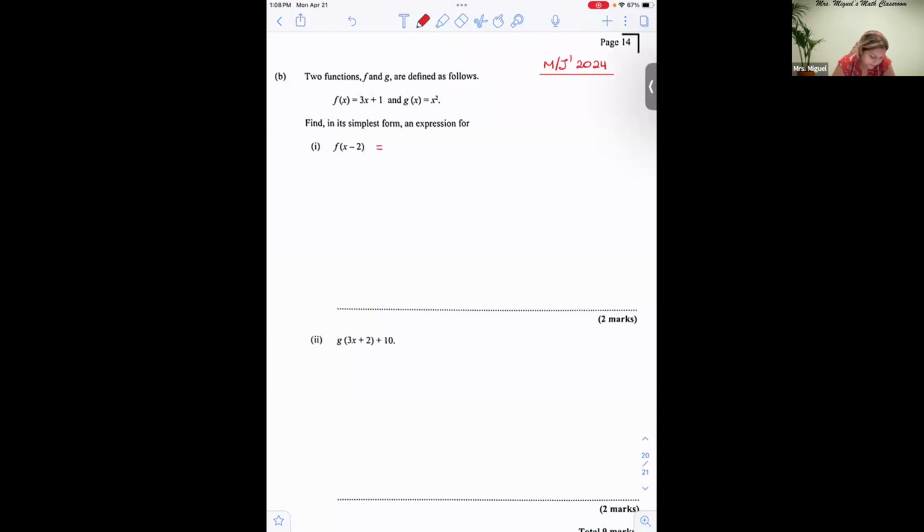We were supposed to get 3, open bracket, x minus 2, plus 1. The question requires you to write your answer in the simplest form, so don't leave it like that, please. You are required to multiply the bracket: 3x minus 6 plus 1. So 3x minus 5 will secure you 2 marks.